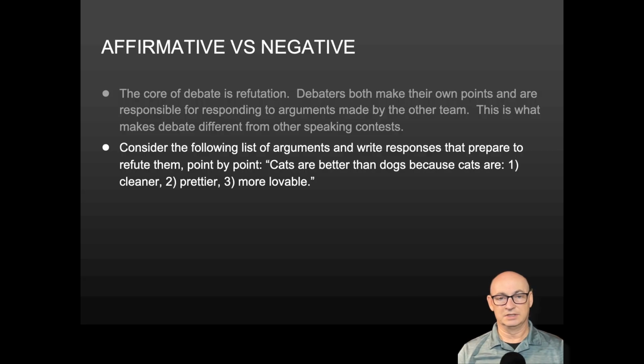Consider the following list of arguments in your formative, and write responses that prepare to refute them point by point. We'll learn more about going point by point in later lessons. The first one is: cats are better than dogs because cats are cleaner. How might you respond to that? 2, prettier. And 3, respond to this one, more lovable. Once you're done with this example, move on to the next one in the formative.